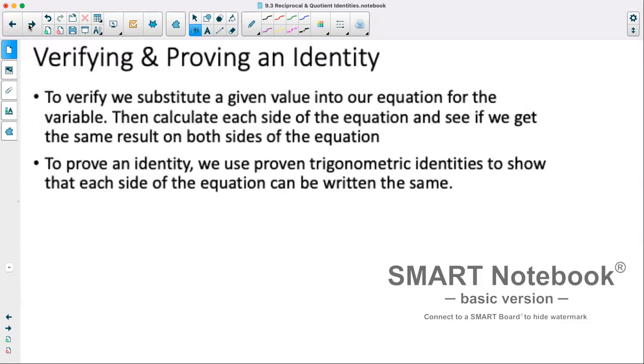Okay, so we'll talk about verifying and proving identities. To verify an identity, all we're doing is substituting a value that we're given in for our angle in our equation and seeing if what we have on one side of our equation is what we get on the other side of the equation. If it is, we can say our equation is verified, which just shows that it has the same value at that particular angle. Now, to see if the identities are the exact same, we do trig proofs. So to prove an identity, we use proven trigonometric identities to show that each side of the equation can be written the same.